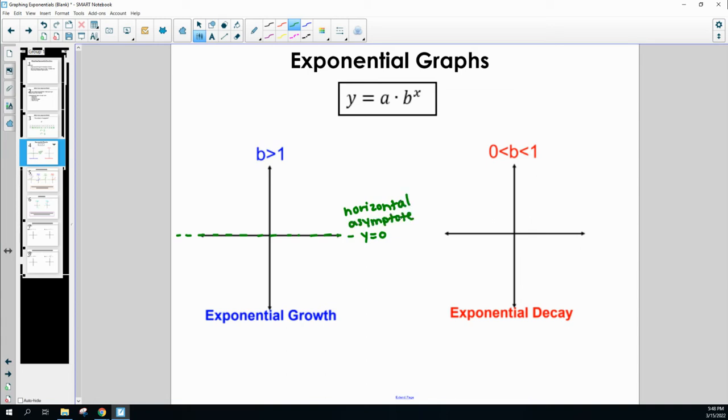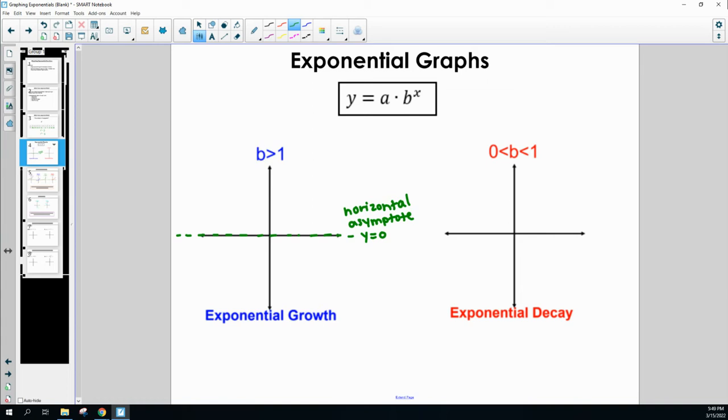And we're going to be talking about asymptotes throughout this course, of this unit as well as other units in the future. There are different types of asymptotes you can have, and in exponential graphs, we only have horizontal asymptotes. Basically, what that means is this is a boundary line. This is saying that your graph cannot touch or cross this line.